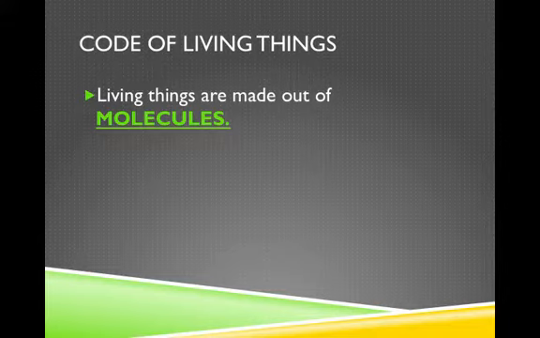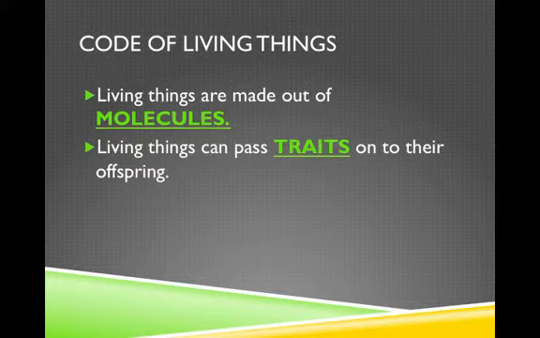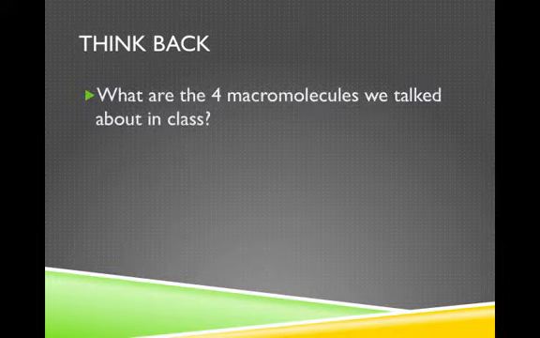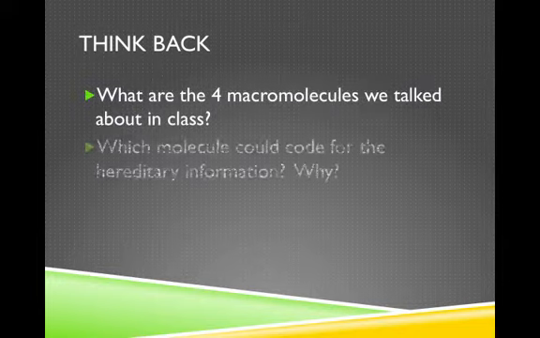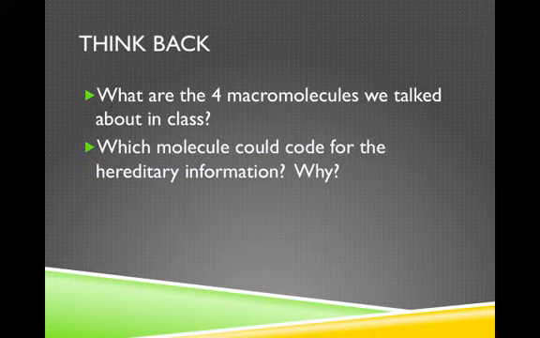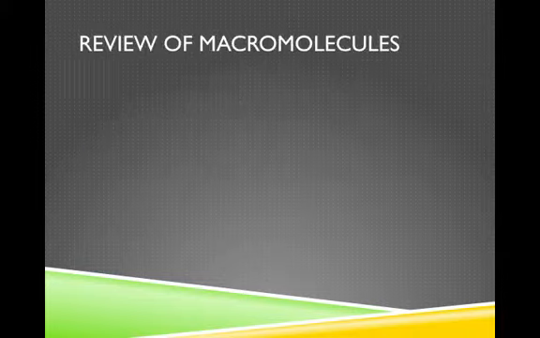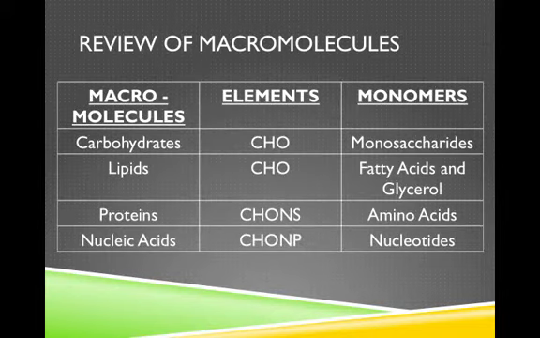Living things are made out of molecules, and living things are able to pass traits onto their offspring. So these molecules are arranged in a certain order in order to pass on traits. So let's think back. What are the four macromolecules that we talked about in class? And which of these molecules could possibly code for hereditary information? Why might you think that that one can code for hereditary information? So let's review. The macromolecules that we talked about were carbohydrates, lipids, proteins, and nucleic acids.